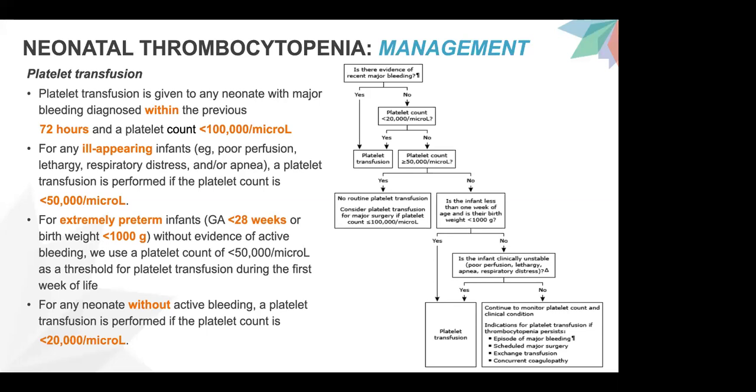Okay, wait, can I say something? Why do we put different levels of threshold for platelet transfusion? Because if you see here, for ill infants and extreme preterm, we take 50,000, and for any neonates, we take 20,000. This is even higher if you look at the guideline for ITP. In ITP, we take a lower threshold for transfusion. But this one, why do we take a bit higher and different?